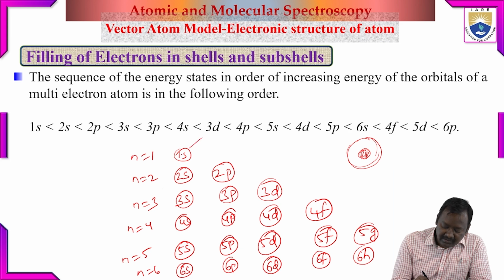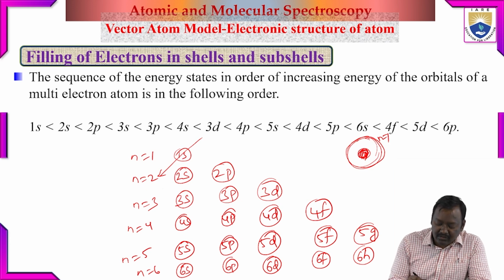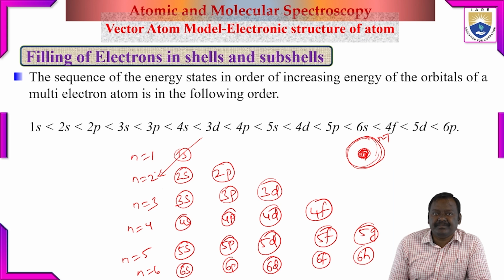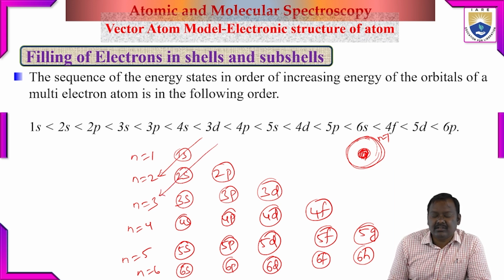First we need to fill the first orbital of the atom. That means if we consider the nucleus like this for an atom, there is the first orbital, n equal to 1. So we need to fill the first shell. Only one shell is there for the first orbital, so we need to fill the 1s orbital, and then the 2s orbital.